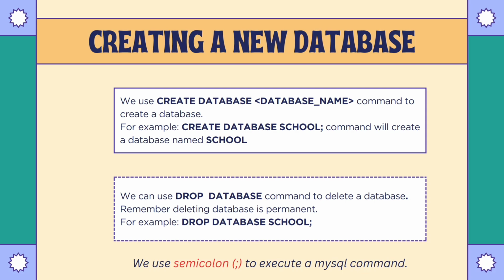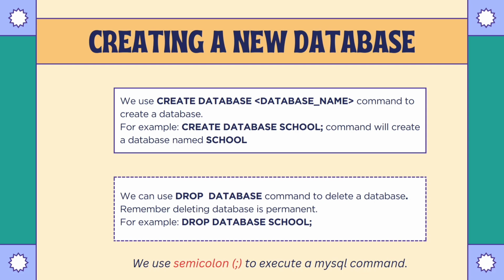So the command is create database, after that the name of the database. For example, if you want to create a database with the name school, we will write create database school, and to execute the command we have to give a semicolon. In MySQL, when we put a semicolon, that means the statement ends there and it will execute. If you do not write a semicolon, it will not execute. If we mistakenly create a database and want to delete it, then we can use the drop database command. The format is drop database, then the name of the database. Let's delete the school database: drop database school.